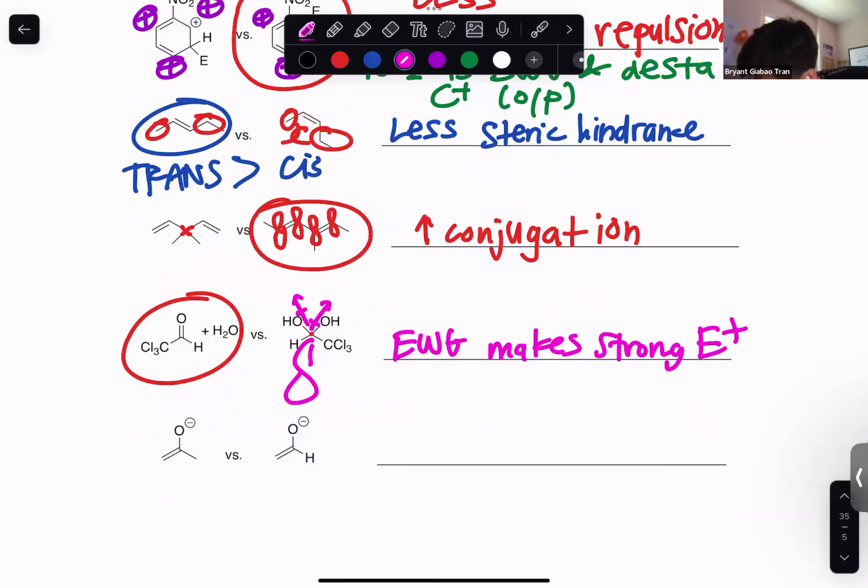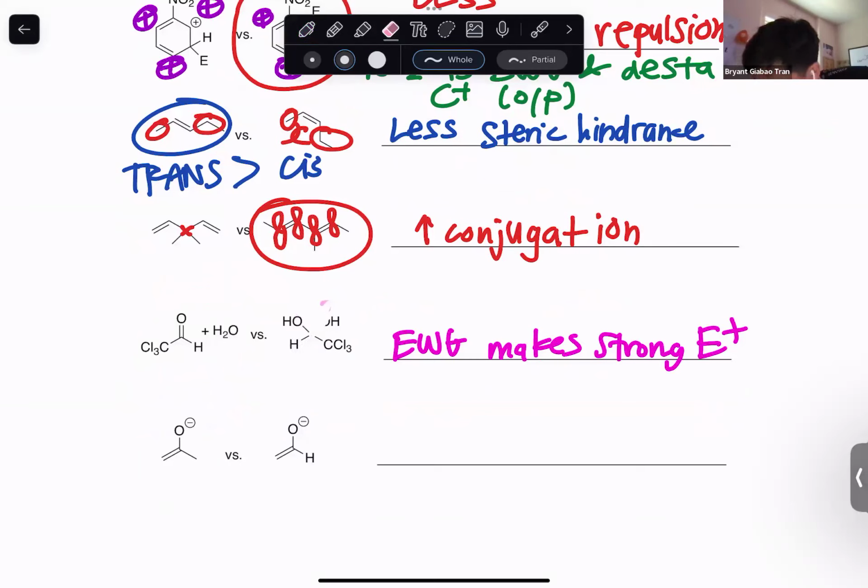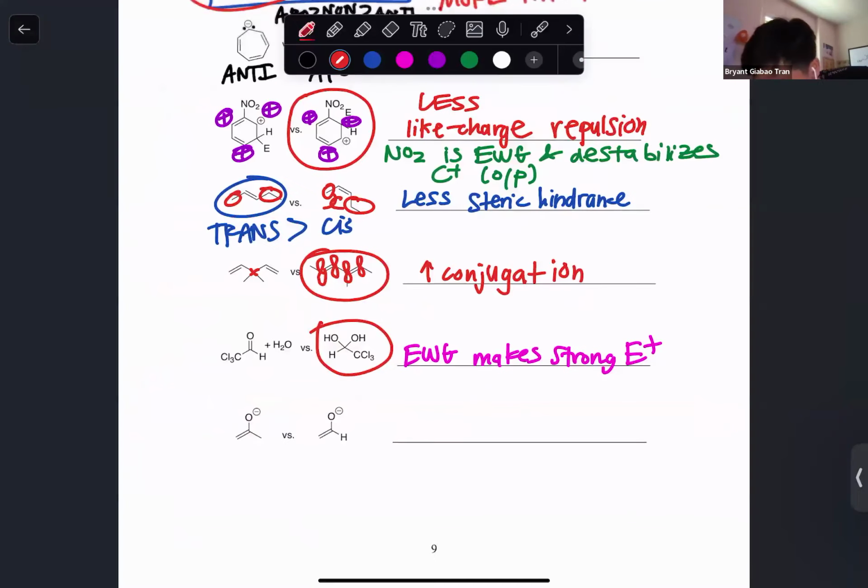Let's see what's going on here, which is lower in energy. Let's see, CCl3. CCl3 exception, makes a strong electrophile. Okay, I see what's going on here.